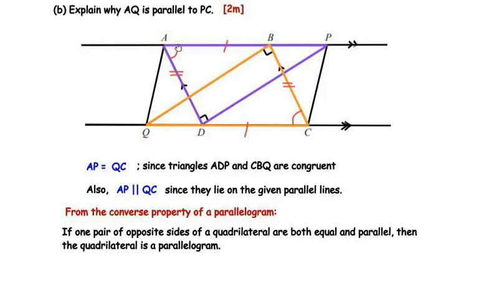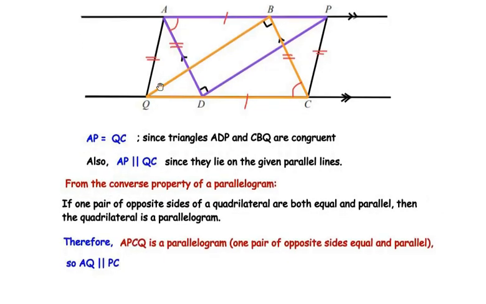So we saw that one pair of sides is equal as well as parallel. So AQ has to be parallel to PC. Here we have written, therefore APCQ is a parallelogram as one pair of opposite sides are equal and parallel. So AQ is parallel to PC. From an exam point of view, you have to write this point, this point, and this point. So this gives you the answer.